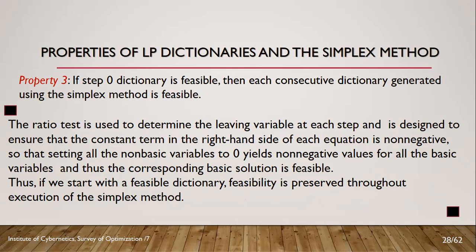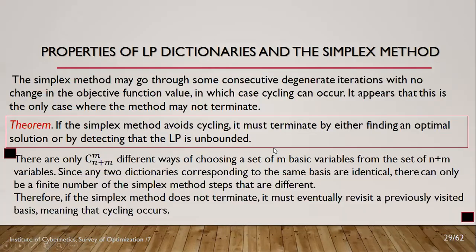So we have discussed the iteration issues and how they can be handled. Now, our concerns about termination. The Simplex method may go through some consecutive degenerate iterations with no change in the objective function value, in which case cycling can occur. It appears that this is the only case where the method may not terminate.